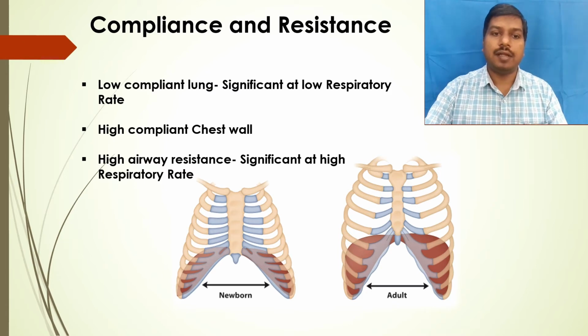Regarding compliance and resistance, as you can see in this picture, in pediatrics the ribs are horizontally arranged and the diaphragm is more horizontal. The compliance of the lung is very low compared to that of adults, and it becomes more significant at low respiratory rate. The chest wall is highly compliant. And as the airway in pediatrics is very narrow, there is also a high airway resistance.